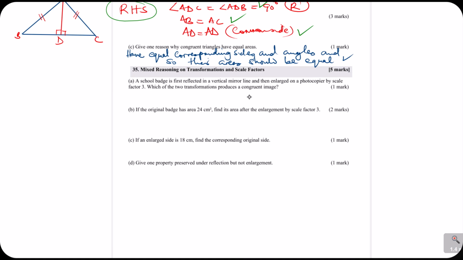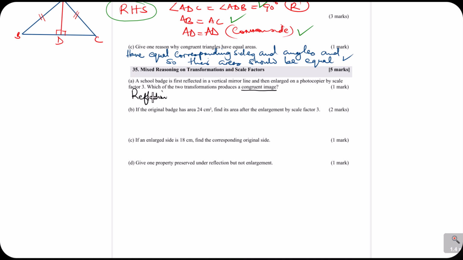That means the image that is produced is of the same shape and size as the object. That is what we mean by congruency. So which of the two? Between enlargement and reflection, which does not change the shape and the size of the object? So reflection is the solution there.